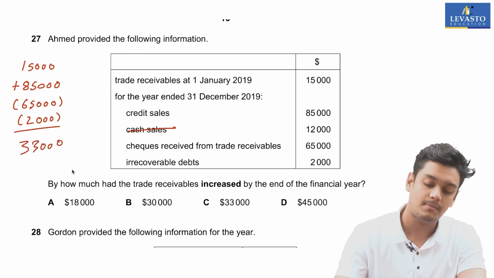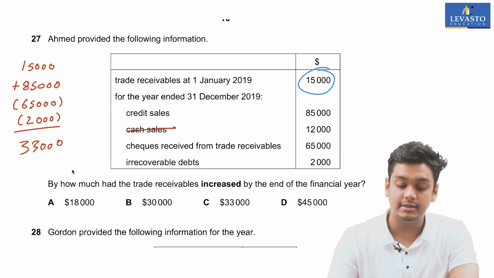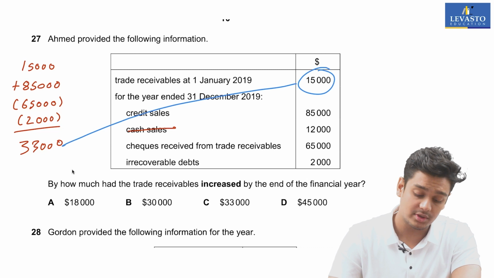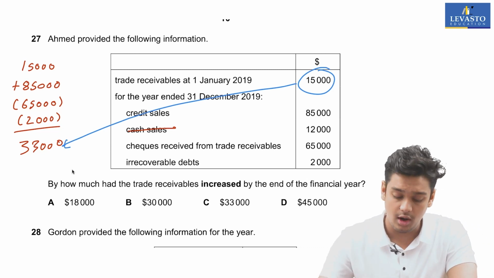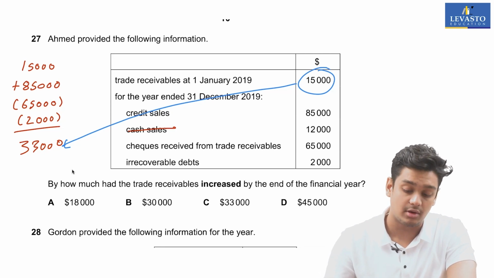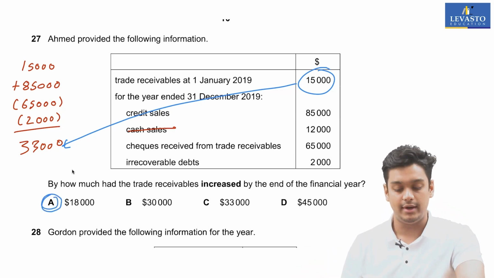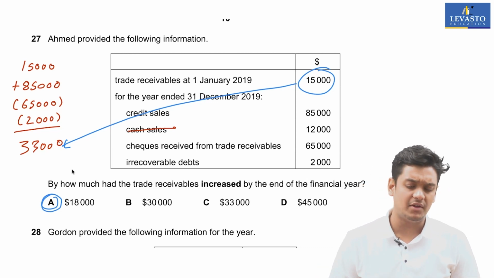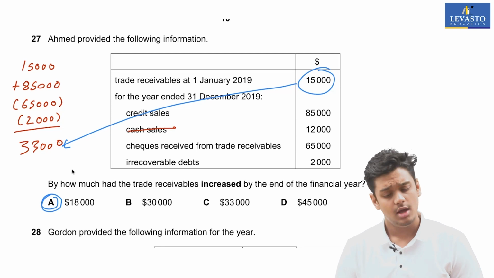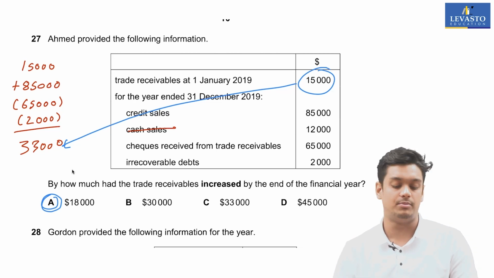33,000. Now, what is the opening balance? 15,000. What is our closing balance? 33,000. That means we had a fall, increase, sorry. There is an increase of 18,000 worth of trade receivables. So if you are more familiar with the T account, if you are a student who prefers the T account, you could always draw the T account and get the answer, or you can just choose this approach as well, the increase-decrease approach.